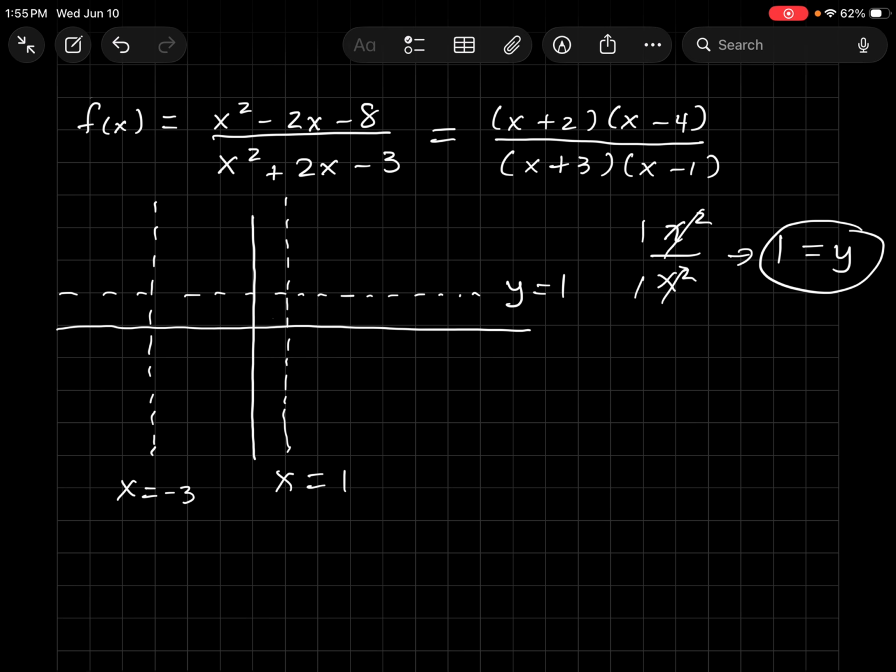Now, what I like to do is pick any x value to the far right of my rightmost vertical asymptote. Any x value will do, and find its corresponding y value. And I like to find one, that is, choose one x value to the far left of my leftmost vertical asymptote, and find its y value.